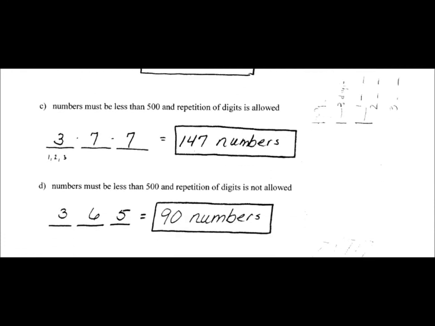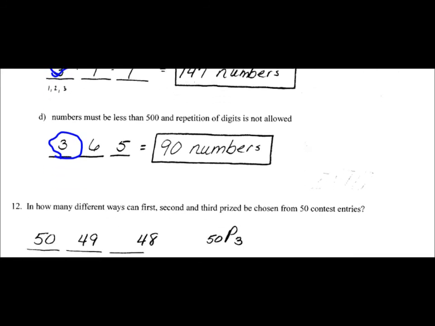Example C says the number has to be less than 500, meaning the digit in this first spot here has to be 1, 3, or 2. That leaves us 7 and 7 for the last 2 spots, but only 3 possible digits for the first spot. D says the number must be less than 500 and repetition is not allowed. Again, that leaves us 3 possibilities for the first spot, 1, 2, and 3, 6 to choose from for the second, and 5 to choose from for the third. A total of 90 numbers would meet that criteria.